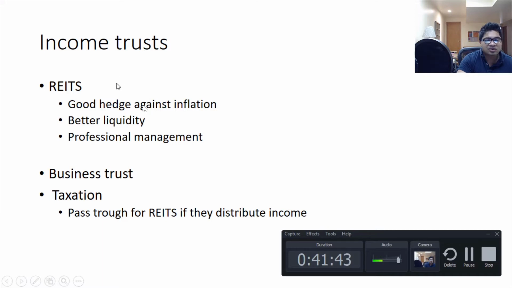Business trust is similar to REITs, but instead of buying actual real estate, they buy business assets. They may buy a restaurant, some supply chain, or cars, etc. And whatever income they generate from that asset, they keep. Taxation: generally income trusts are taxed like Canadian companies, so they have to pay tax, but there is a pass-through status for REITs if they distribute income. In the case of REITs, if they are distributing income, then they have pass-through status. So there is no taxation that the REIT has to pay, but whatever distributions the investor gets are taxed in the investor's hands.